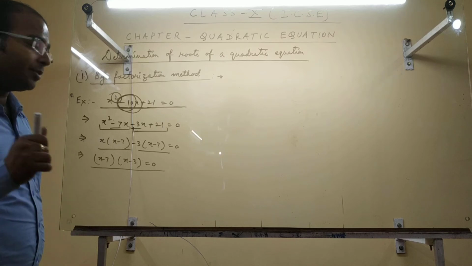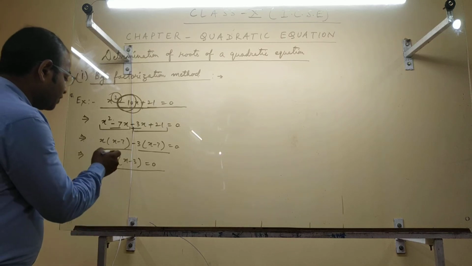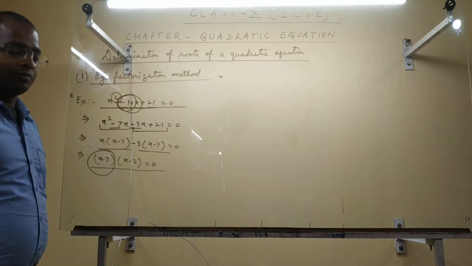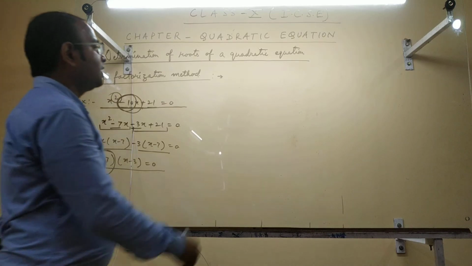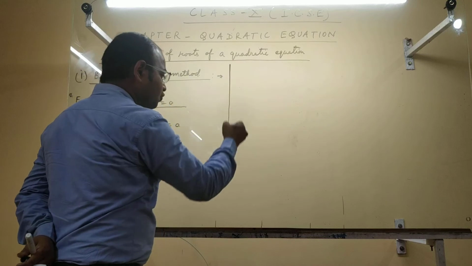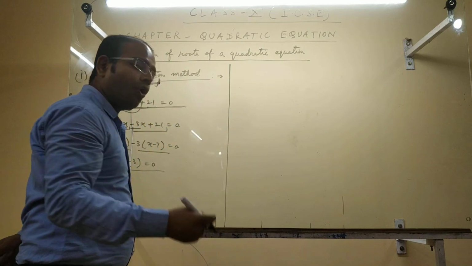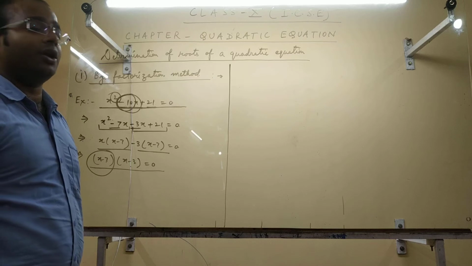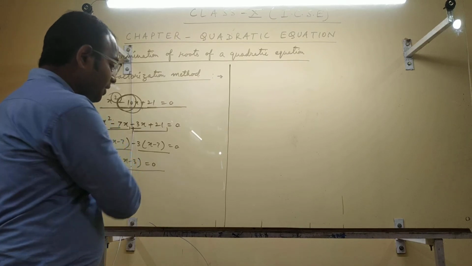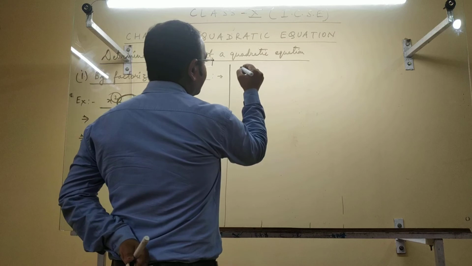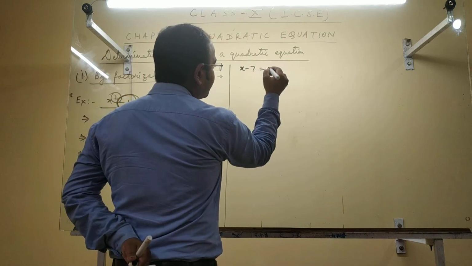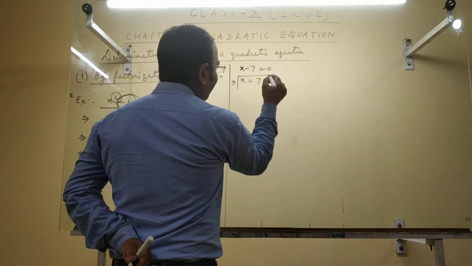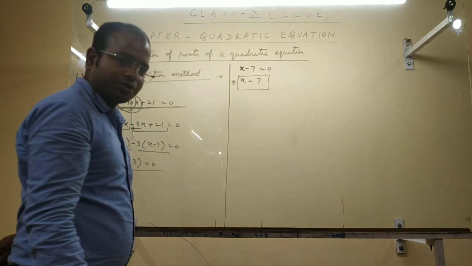What should be the possibilities here? The first possibility is that the first term can be 0 and the second term can be non-zero. So, what are the results if we assume the first term is 0? All the possibilities should be taken care of here. The first possibility we are going to take is x minus 7 is equal to 0. So x is equal to 7. This is our first root.